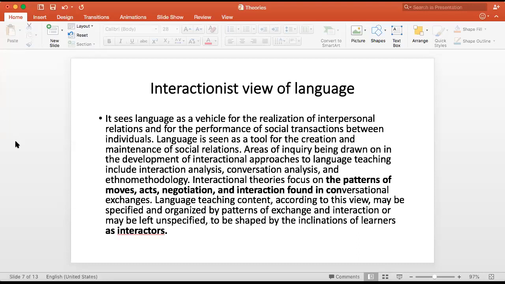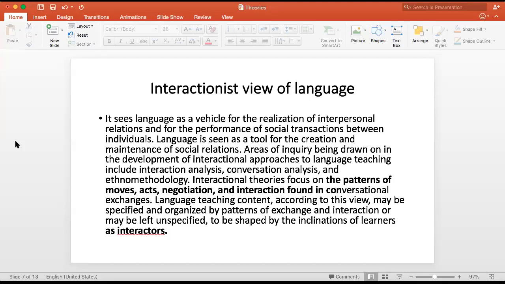And the third theory of language is the interactionist view of language. Now, this is the newest of the views, I would say, newer than the structural and the functional views. Now, it sees language as a vehicle for realization of interpersonal relations and for the performance of social transactions between individuals.